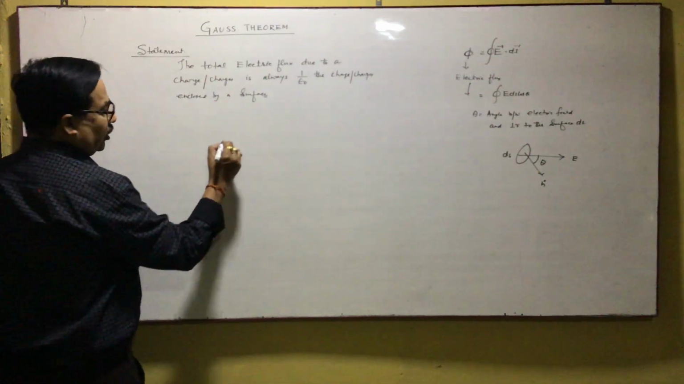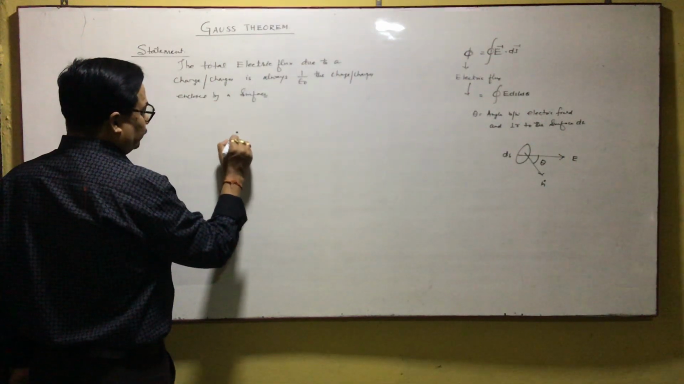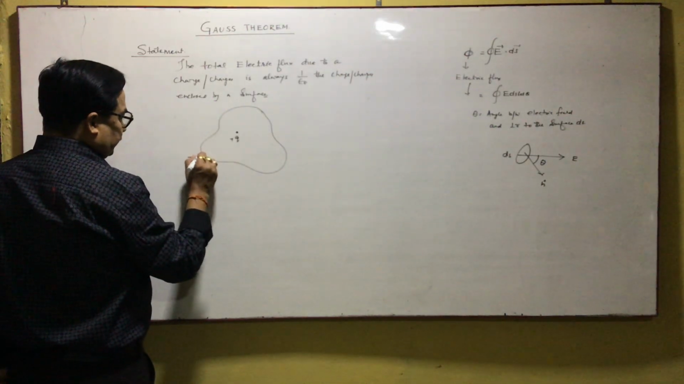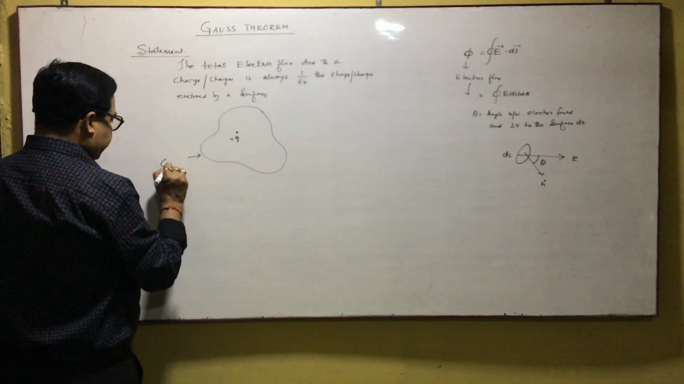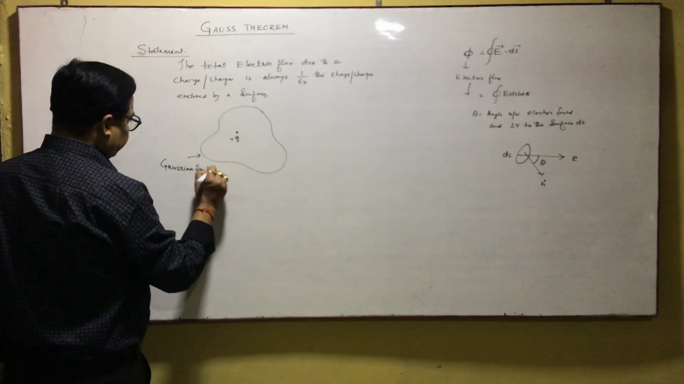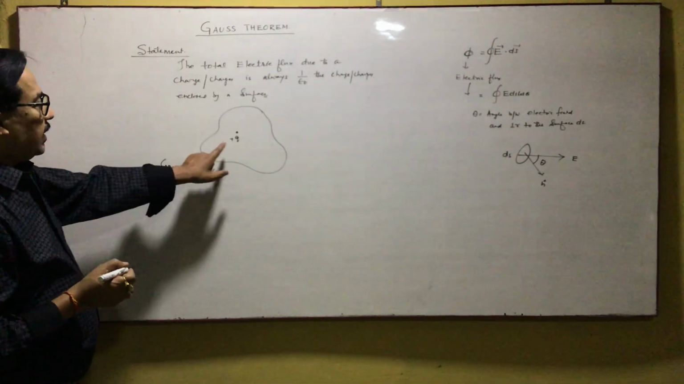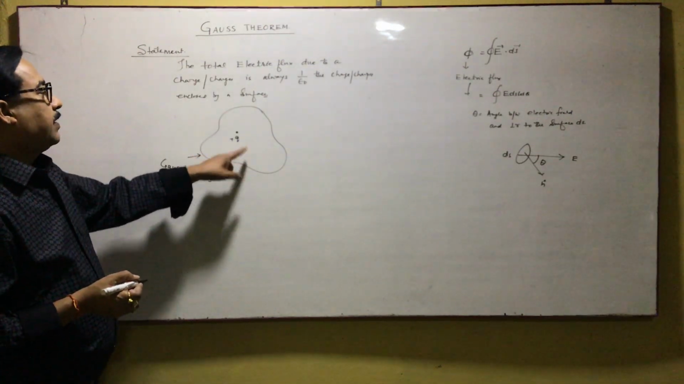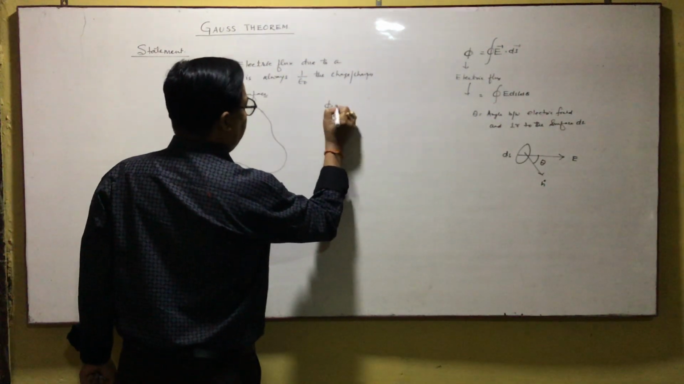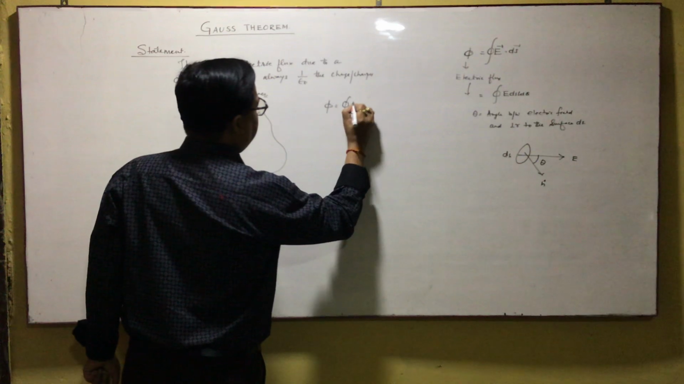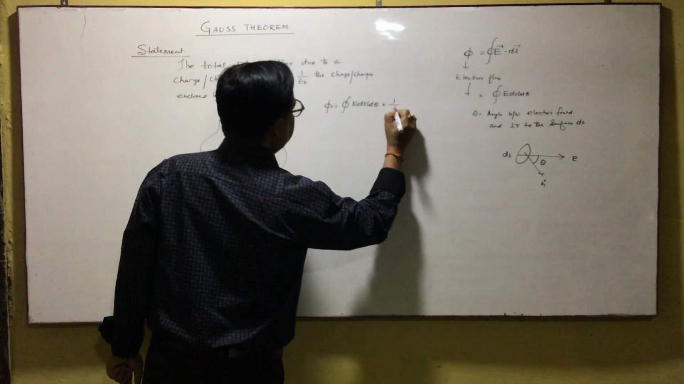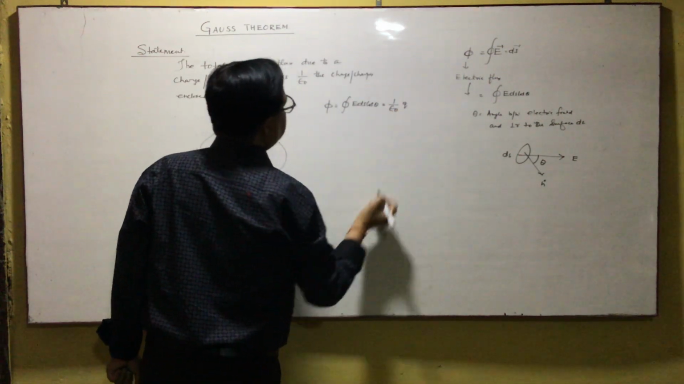So suppose we have a charge Q and it is enclosed by a surface. This surface is called Gaussian surface. Then the total electric flux due to this charge enclosed by this surface is given by phi is equal to E ds cos theta is 1 by epsilon naught times the charge enclosed.